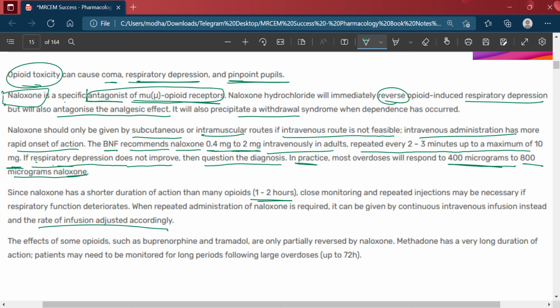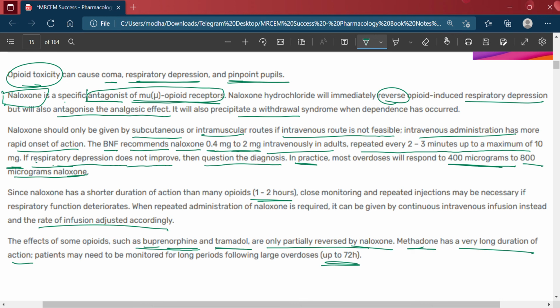The effect of some opioids such as buprenorphine and tramadol is only partially reversed by naloxone. Methadone has a very long duration of action. Patients may need to be monitored for a long period following a large overdose, up to around 72 hours.